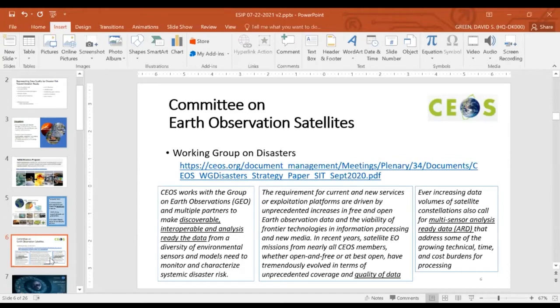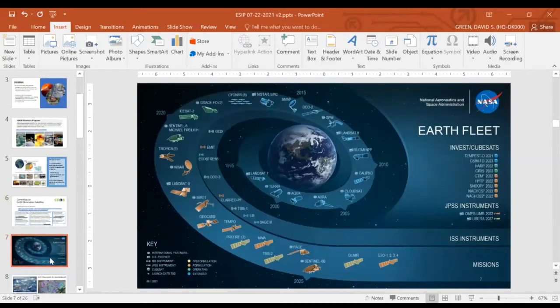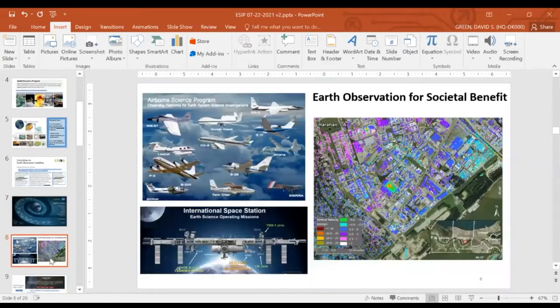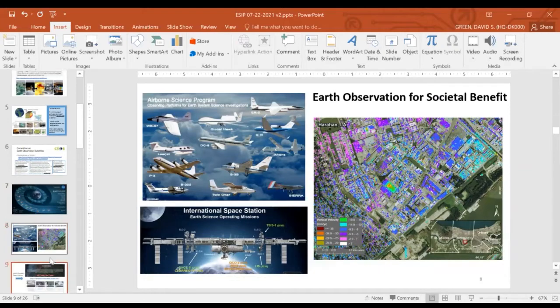But we are now in a world of multiple sensors, airborne, satellites, crowdsourcing, and that compounds the quality issue. Here's just what the NASA fleet looks like alone. A constellation of many, many different types of data, all coming in at different times, in different formats, but somehow we have to understand their quality, their confidence, and bring it together. But it's not just that. We've got airborne assets. We've got the space station.